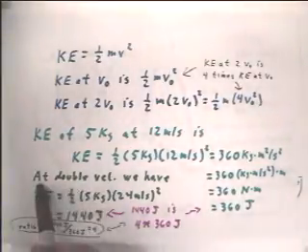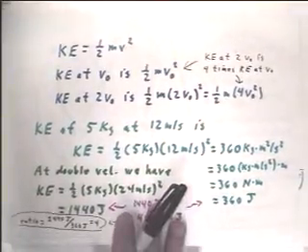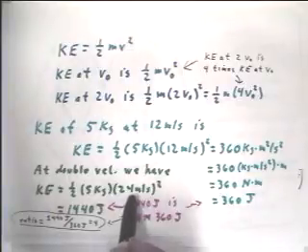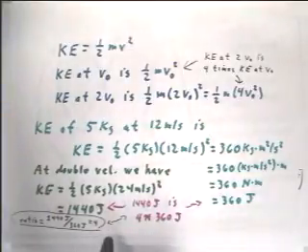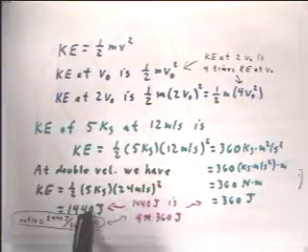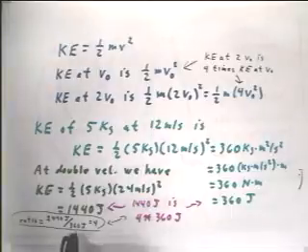If we double the velocity from 12 to 24 meters per second, then the kinetic energy is 1/2 times 5 kilograms times the square of 24 meters per second. And you can work that out. The numbers are fairly simple. We end up with 1,440 joules of kinetic energy.